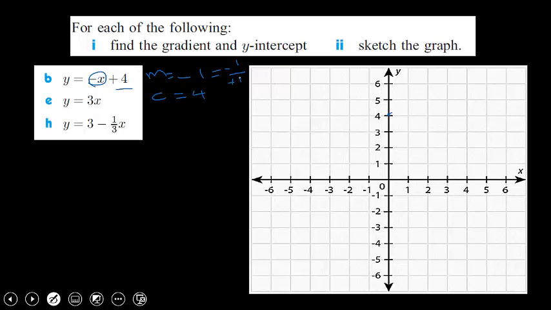So it's 1 down, 1 to the right. 1 down, 1 to the right. And my graph looks like this.